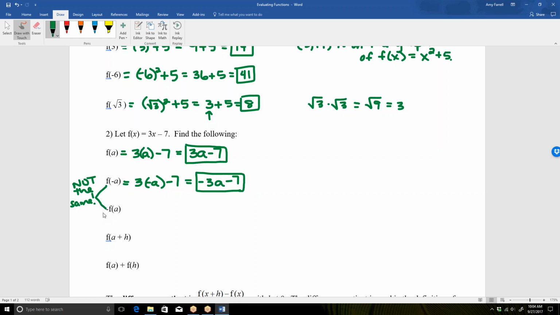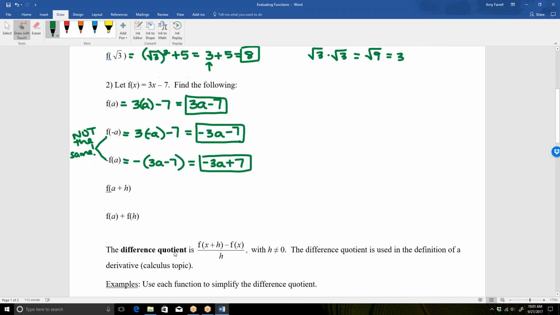This one wants us to negate f of a. So up here, we found f of a, so I'm going to use my answer from the first example and show it like this. This is saying substitute a in for x, but then negate that answer. So it looks like this. It's the same as distributing a -1. And so I get -3a plus 7. Notice that I did not get the same answer as f of -a. They're different.